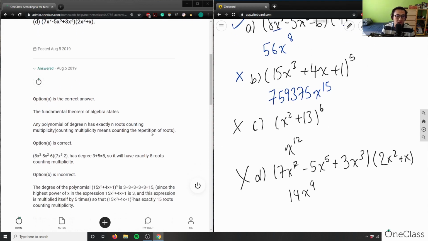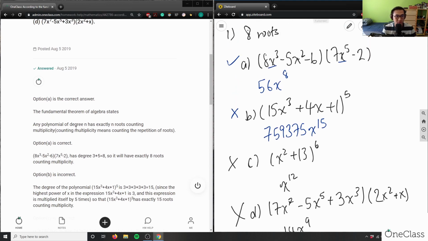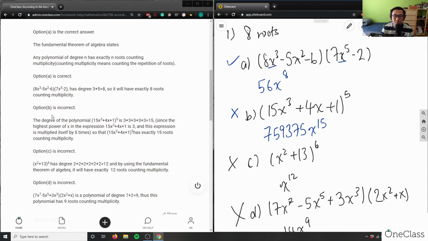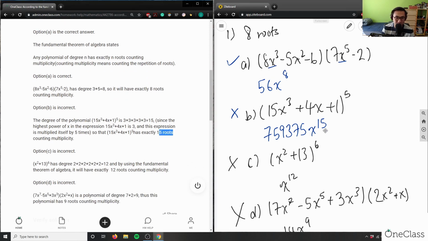So let me just see if they got this question right. So they did. Option A is the correct answer. Any polynomial of degree n has exactly n roots counting multiplicity. That's good. So 8x squared times 7x to the power of 5 is 56x to the power of 8. That's good. B here says I have exactly 15 roots, right? So I have x to the power of 15 here. So I have exactly 15 roots.